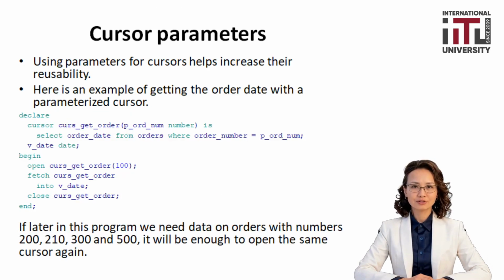Using parameters for cursors makes them more flexible and reusable in PL/SQL programs. In this example, we declare a parameterized cursor, cursGetOrder, that takes an order number as input and returns the corresponding order date. We then open the cursor with the order number 100, fetch the result into a variable vDate, and close the cursor. The advantage is that the same cursor can be reused later for other order numbers such as 200, 210, 300, or 500, simply by opening it with a new parameter. This approach reduces code duplication and makes your PL/SQL programs more efficient and maintainable.